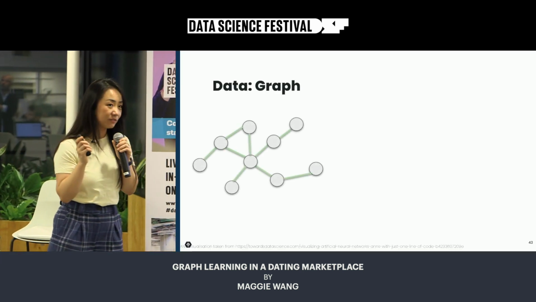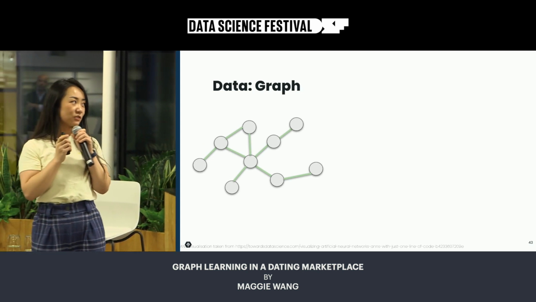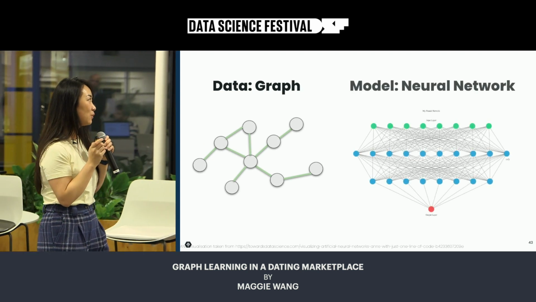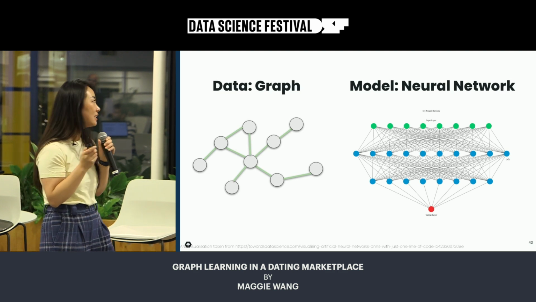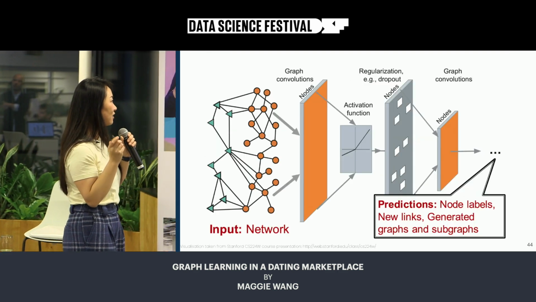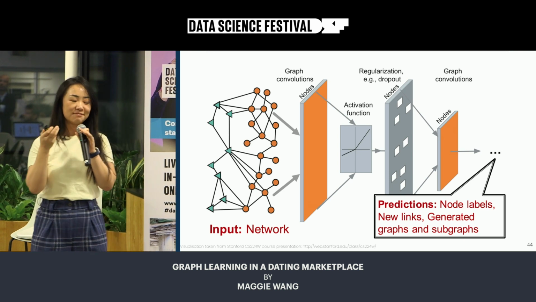Naturally, we have graphs. In graph neural networks, we use graphs to encode data. And then we have our neural network, which can take on any form of architecture. Combine these two together, and we have the graph neural network. It's that simple.